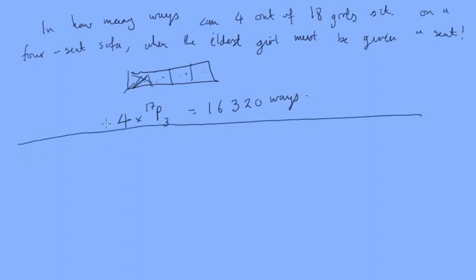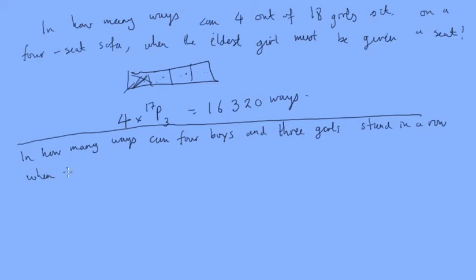Let's do one last question. In how many ways can 4 boys and 3 girls stand in a row when no 2 girls are allowed to stand next to each other?